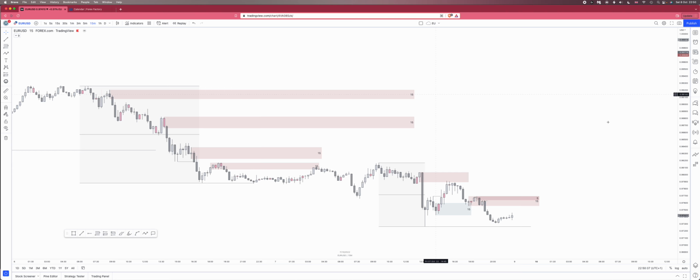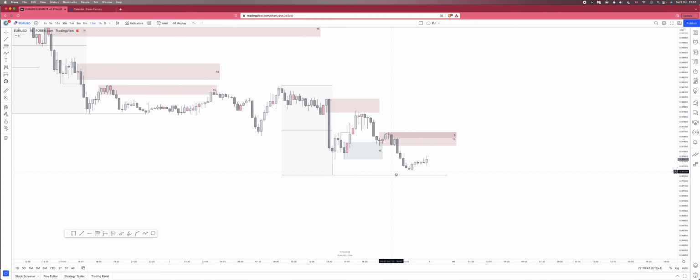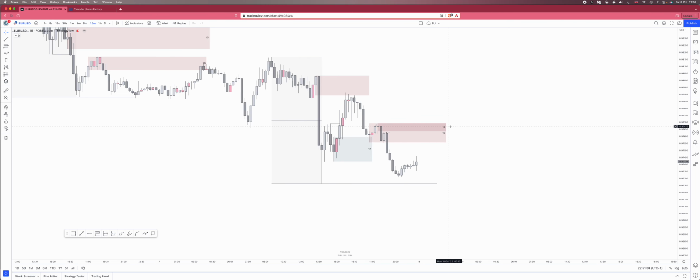Let me show you on the 15. Sorry, yeah, this is the 15, and then you can see we've respected this 15-minute supply zone from NFP, but at the moment we've had an internal 15-minute demand change of character, but you see that we're respecting this, but at the moment we failed to go higher, so this is the 15-minute supply range. And then refine down to the 5-minute.